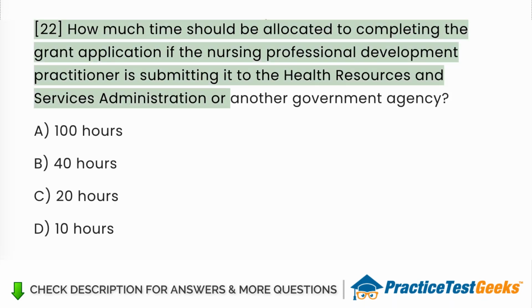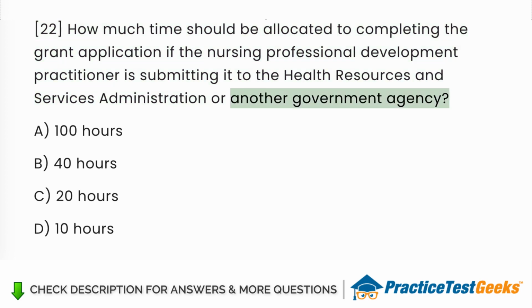How much time should be allocated to completing the grant application if the nursing professional development practitioner is submitting it to the Health Resources and Services Administration or another government agency? A. 100 hours. B. 40 hours. C. 20 hours. D. 10 hours.